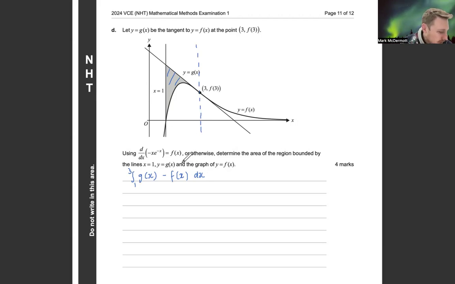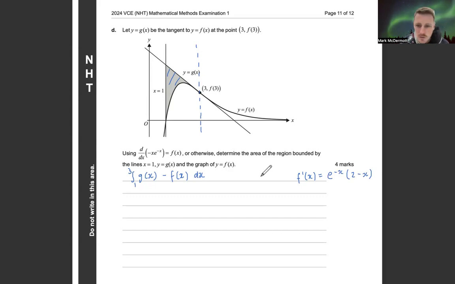Okay, what we're going to need to know first is the equation of g of x. I'm going to try and squeeze that in over here. It says that g of x is a tangent to f of x at the point 3, f of 3. So what would be good to know is the derivative of f of x. Now, have we worked that out already? We worked that out on the previous question. So if you go back, you'll get e to the negative x, 2 minus x.